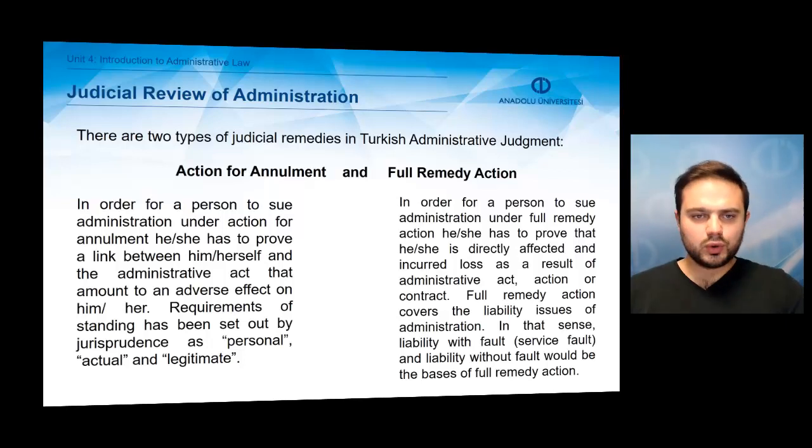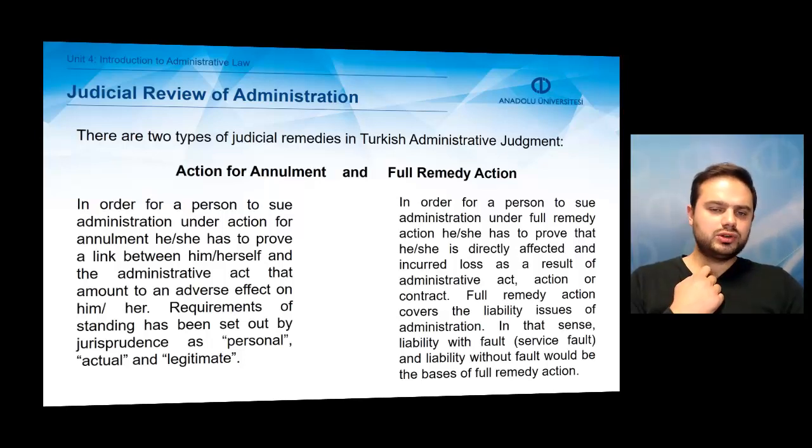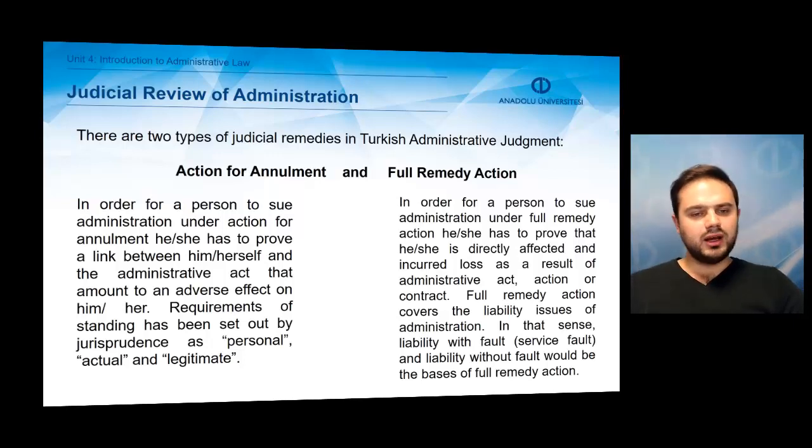How about judicial review of administration in Turkey? There are two types of judicial remedies in Turkish administrative judgment. First of them is action for annulment, and second one is full remedy action. In order for a person to sue administration under action for annulment, he or she has to prove a link between him or herself and the administrative act that amount to an adverse effect on him or her. Requirements of standing has been set out by jurisprudence as personal, actual, and legitimate.